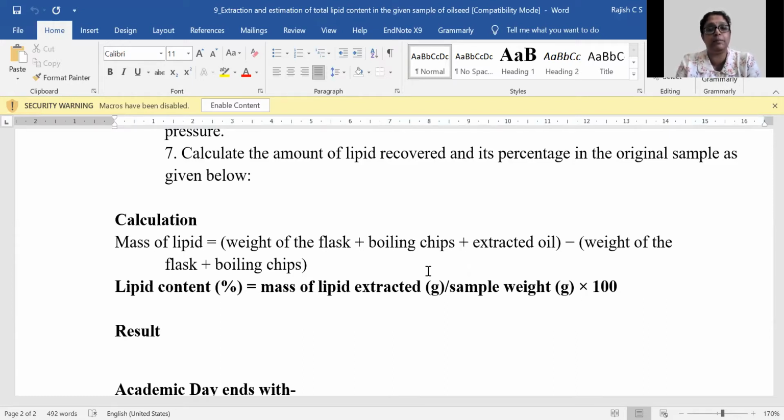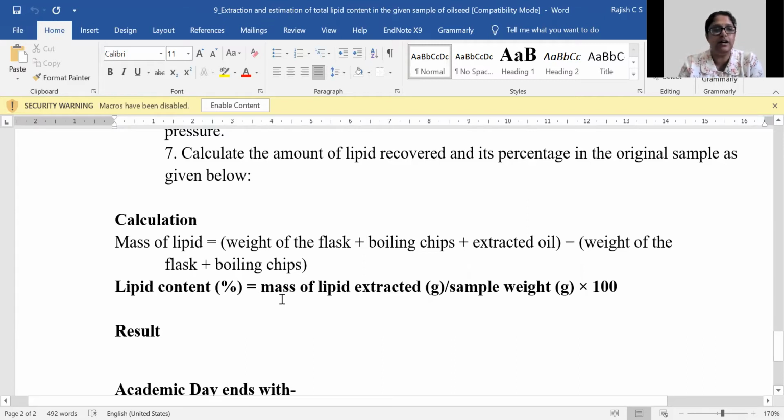So you subtract it, then you will get the mass of the lipid, and then you will determine the lipid content percentage by dividing the mass of the lipid extracted in grams by the sample weight, that should be 60 grams, into 100. So weight by weight into 100 will give you the weight percentage of lipid in the oil seed.